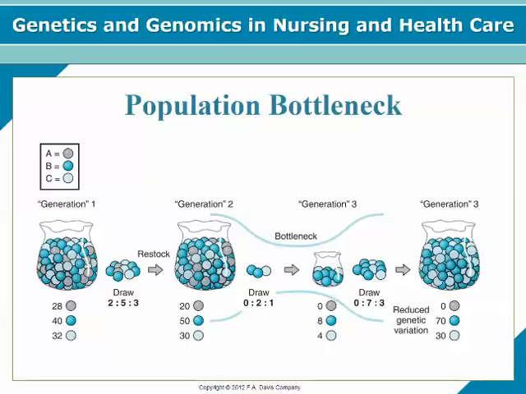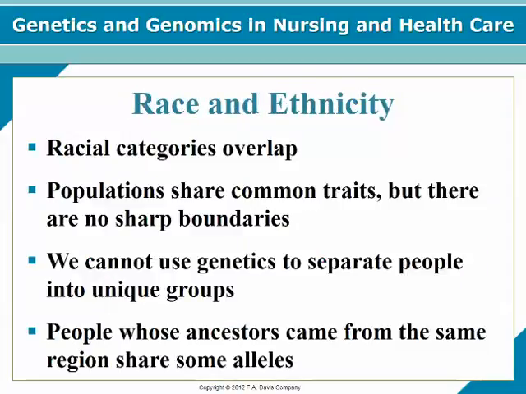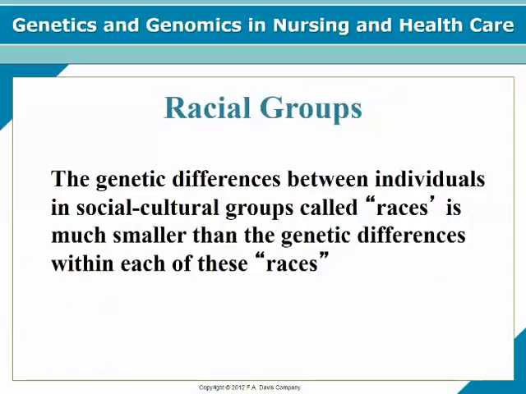Race and ethnicity: these categories kind of overlap. Populations share common traits, but there really aren't sharp boundaries, and we can't use genetics to separate people into unique groups. People whose ancestors come from the same region do share the same alleles, but there's still some variation. Genetic differences between individuals in sociocultural groups called races are much smaller than the genetic differences within each of these races.